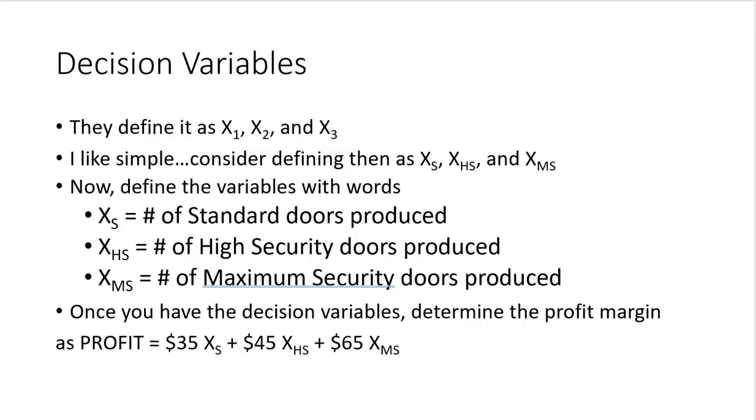And once I have my decision variables, I can go ahead and formulate the objective function. Because I know I want to maximize profit, profit should equal $40 for XS, $45 for XHS, and $65 for XMS. I want the maximum of that value. And that's really what we're going for. So now I've defined my decision variables and I've defined my objective function that I'm looking for.